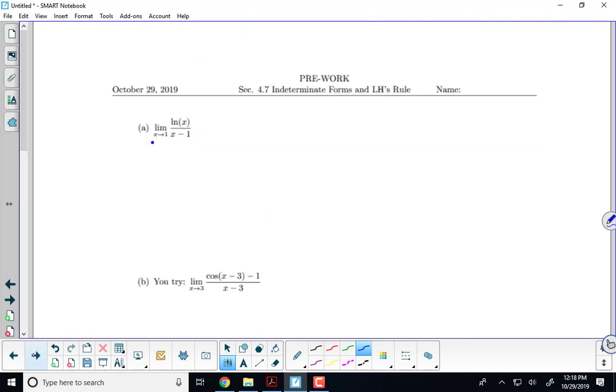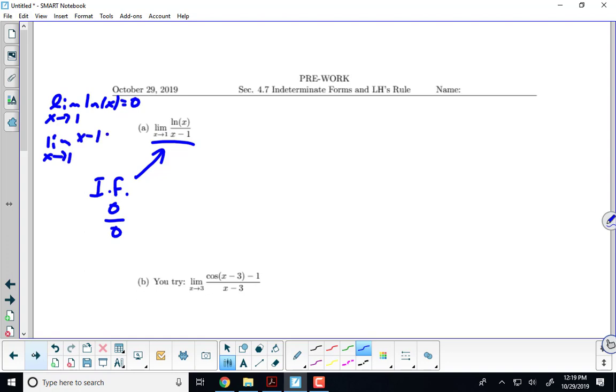So here's the problem that we started with, right? This is the limit as x approaches 1 of the natural log of x all over x minus 1. And if you wanted to classify this problem, you would say that it has the indeterminate form 0 over 0. Do you see that? Notice that the limit as x approaches 1 of the natural log of x is 0. And the limit as x approaches 1 of x minus 1, well, that's also 0. So this has the indeterminate form 0 over 0.